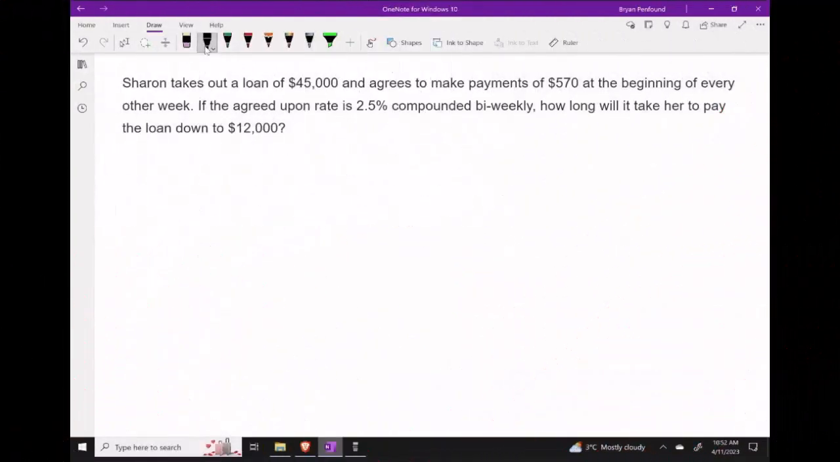Suppose that Sharon takes out a loan of $45,000 and agrees to make payments of $570 at the beginning of every other week. If the agreed upon interest rate is 2.5% compounded biweekly, how long will it take her to pay the loan down to $12,000?